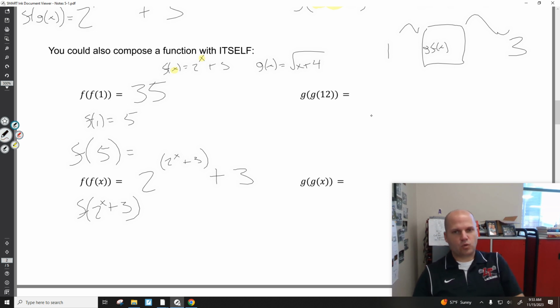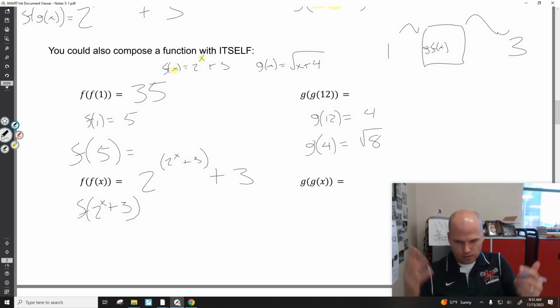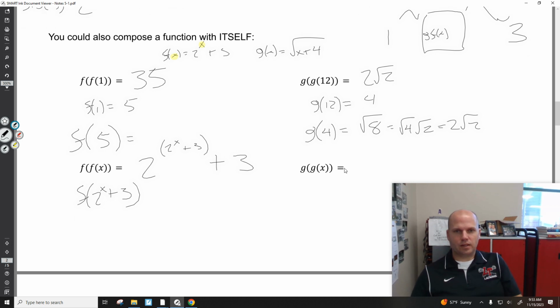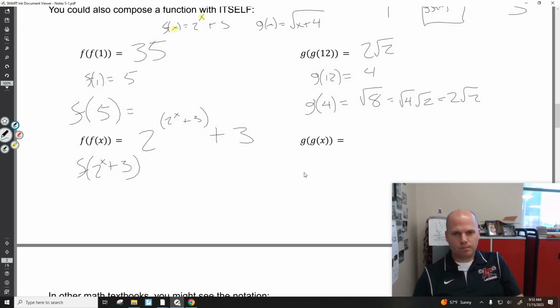G of 12. G of 12 is 4. We've done that. Then we do g of 4, which is root 8. Probably need to remember how to simplify this to be 2 root 2. What would that look like as a larger machine? Well, g of x is root x plus 4. G of x means wherever I see x, I will replace it with root x plus 4.